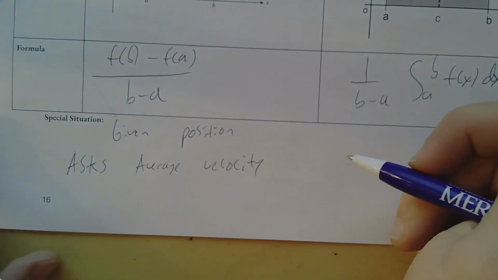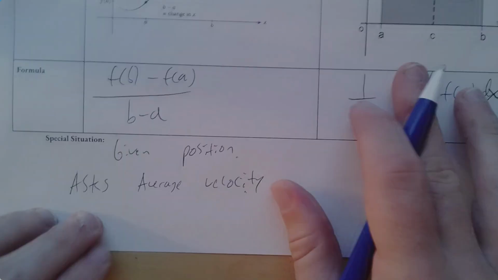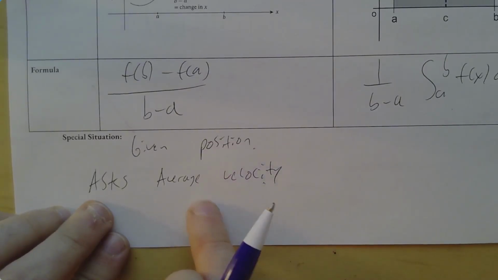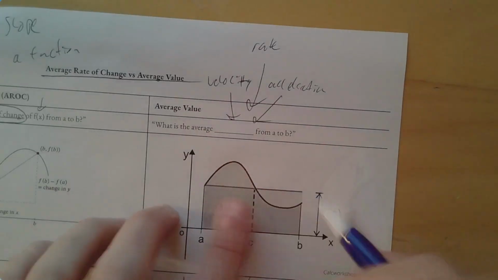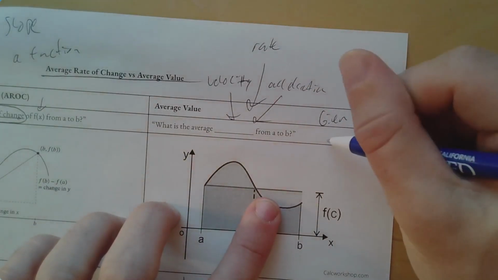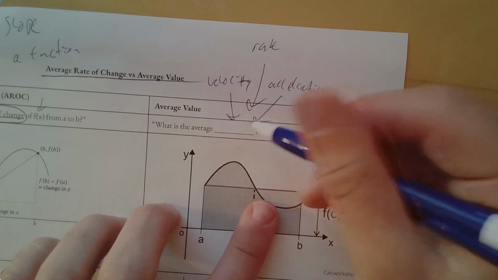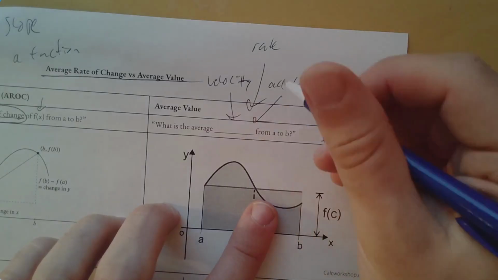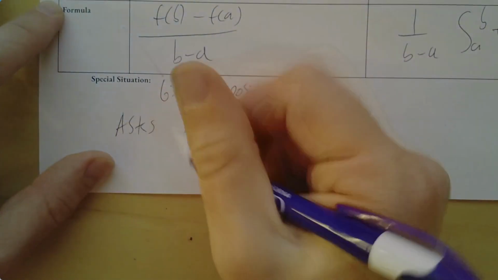In this case, if it gives you position, you might be like, oh, average velocity, that sounds like average value. But wait, you were not given velocity. You were given position. Do you see that? You have to be given the function that you want the average of. If it says it wants the average velocity, you have to know what the velocity is to do that. If it wants the average acceleration, you have to know what the acceleration is. But if you're given position for average velocity, that is average rate of change.